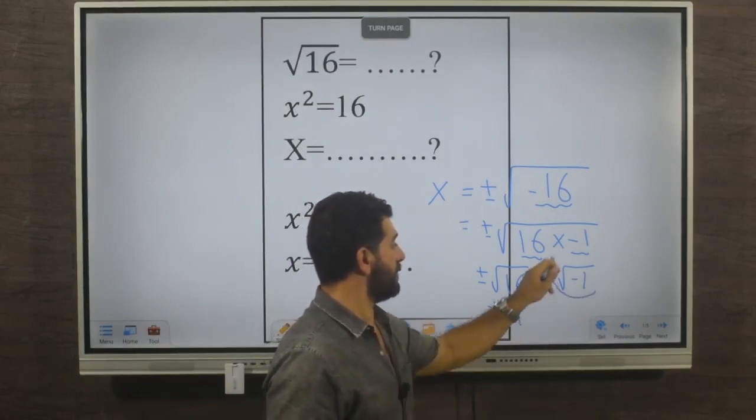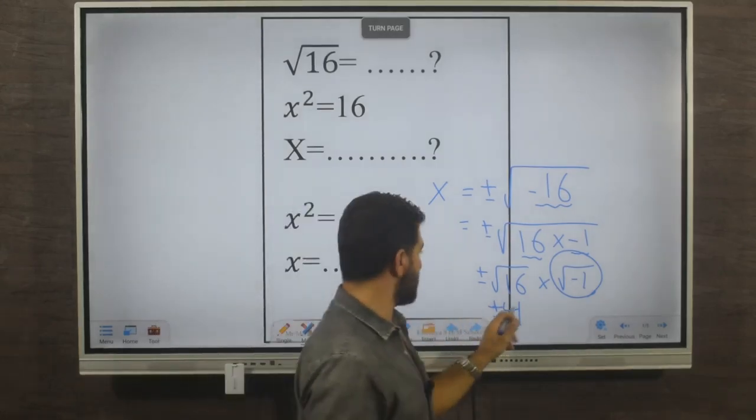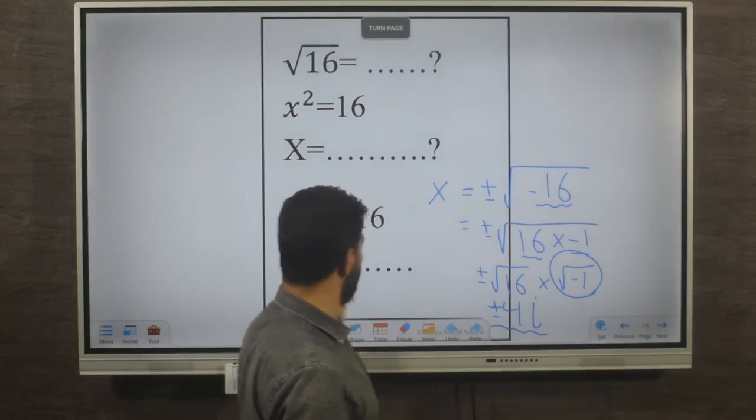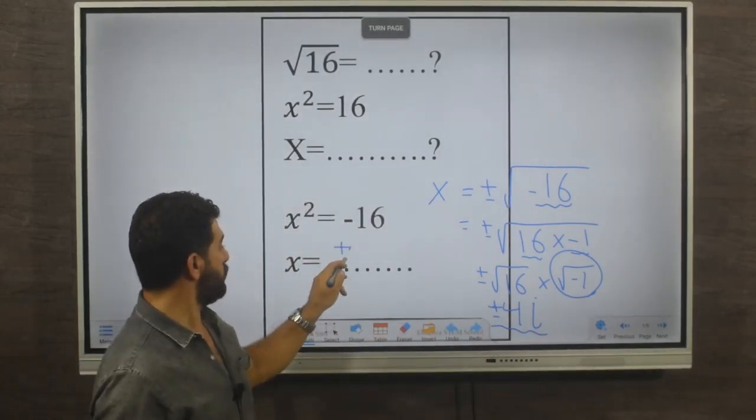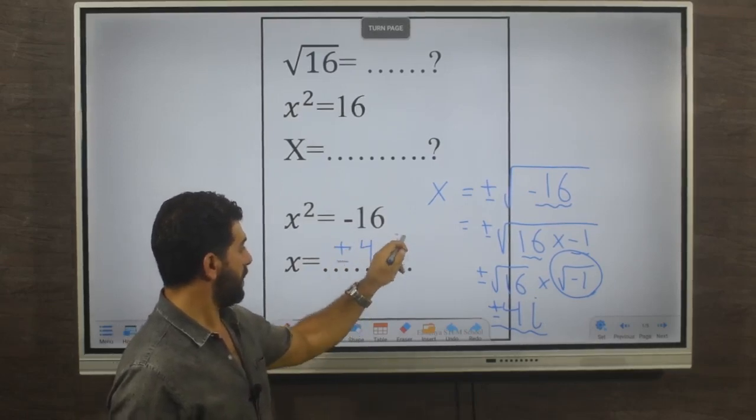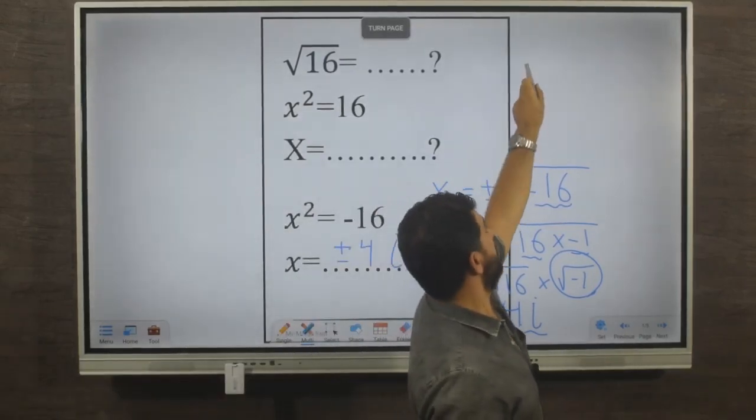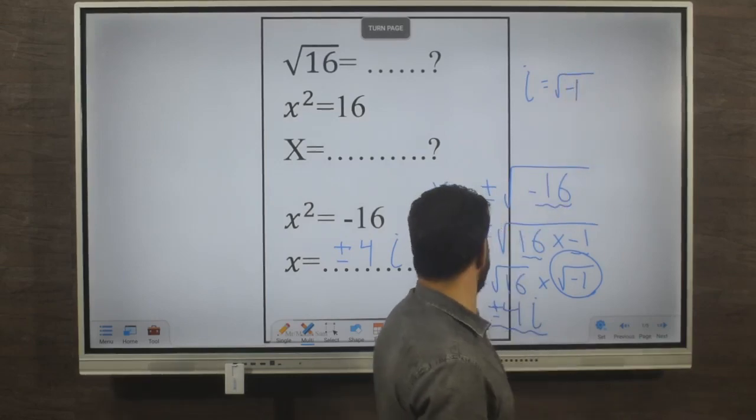What is the square root of negative 1? As you know, I assumed that the square root of negative 1 is i. So what is the solution of this equation? x equals positive or negative 4i. Once again, what is i? i is equal to the square root of negative 1.